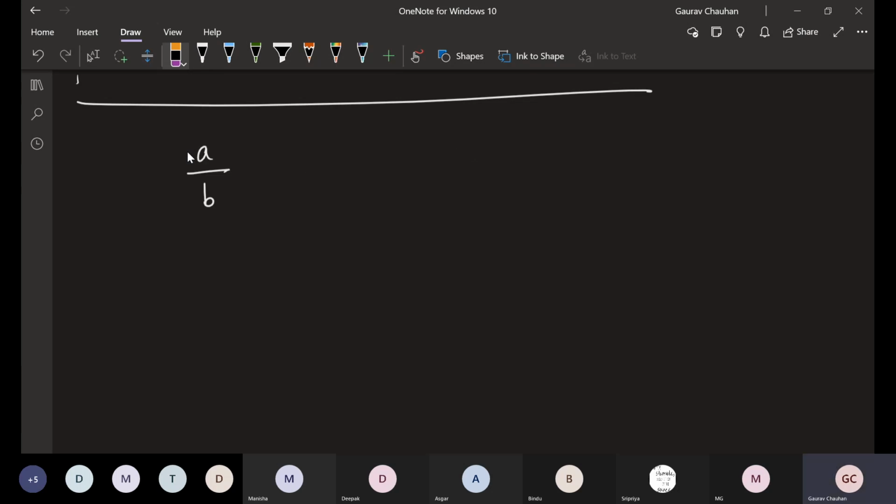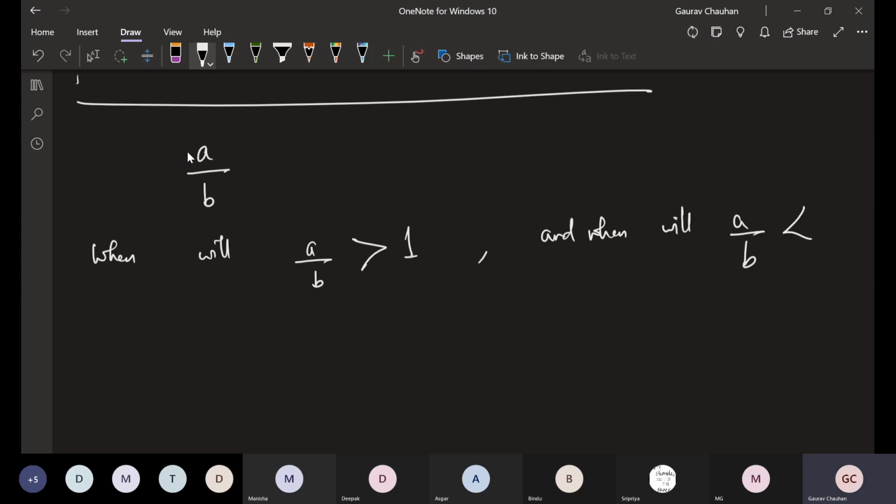The question which I want to ask here is when will a by b be greater than 1, and when will a by b be less than 1? When will a by b be greater than 1, and when will a by b be less than 1? I want people to think. Okay, Riza has already her hand up. Riza, I will continue. I want to see if someone else can also figure this out. I'll wait for another maybe 30 seconds or so. I see Dikshit also raising his hand.